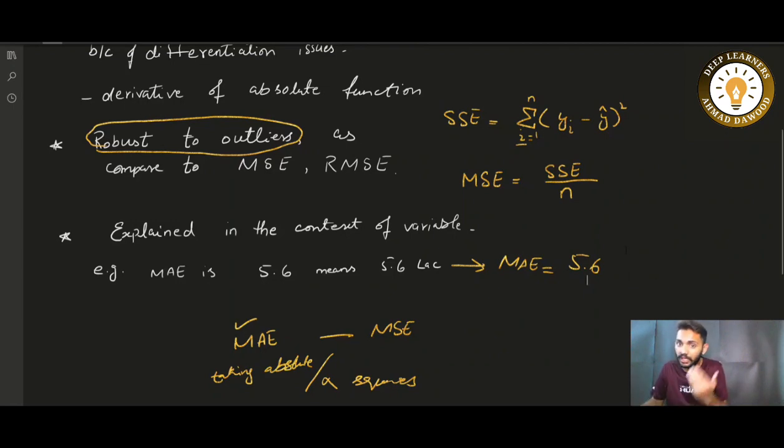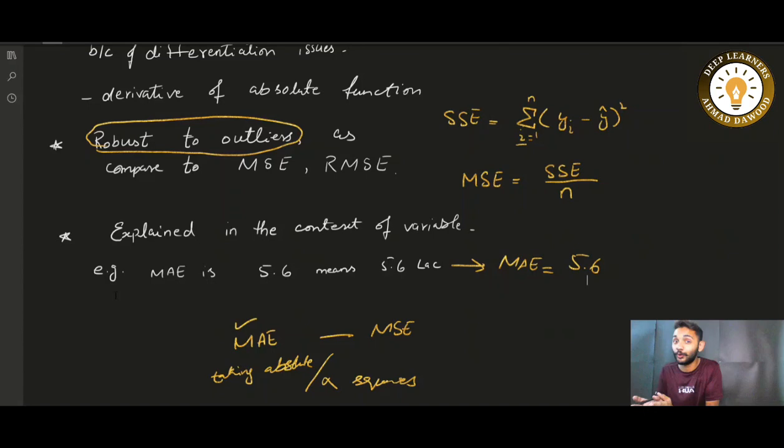You can also get an idea that because of the squaring term, our units also become squared. But in the MAE case, we have the same unit as the target variable. Now these were two advantages.